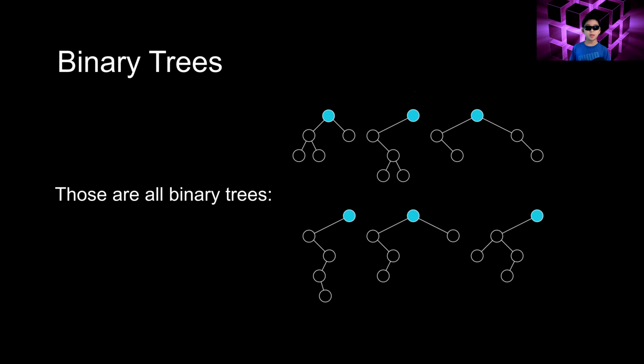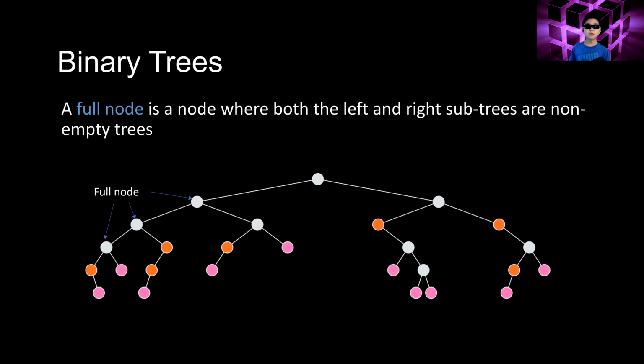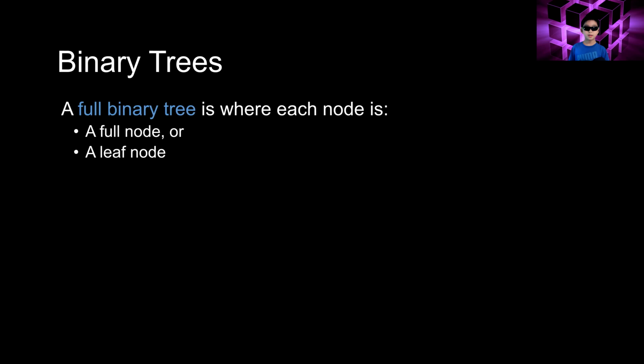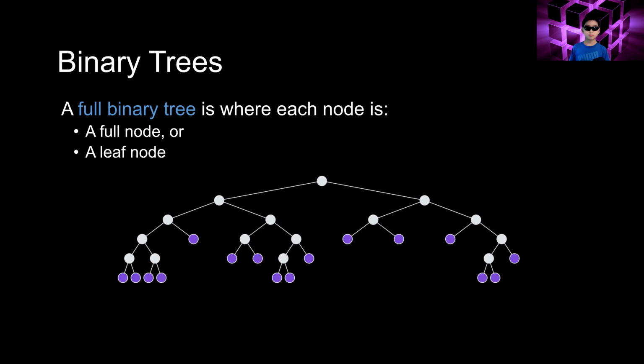Here are some examples of binary trees. Every node has at most two children. There are no other restrictions. So what if the node has exactly two children? This is called a full node. In this tree, we mark the full nodes red. If the binary tree only contains full nodes and leaf nodes, then this tree is called a full binary tree. Here's a full binary tree, where all white nodes are full nodes and all purple nodes are leaves.